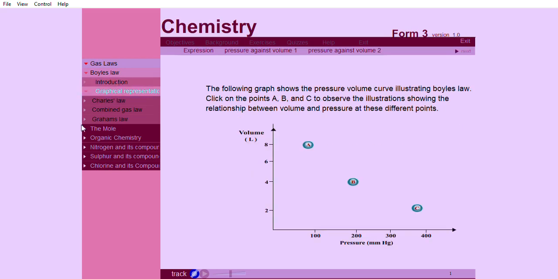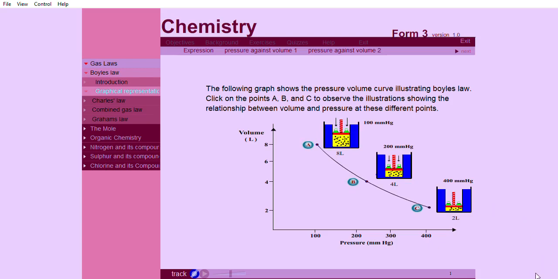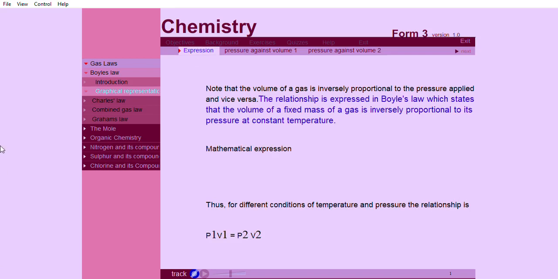The following graph shows the pressure-volume curve illustrating Boyle's law. Click on the points A, B, and C to observe the illustrations showing the relationship between volume and pressure at these different points. Note that the volume of a gas is inversely proportional to the pressure applied and vice versa. The relationship is expressed in Boyle's law, which states that the volume of a fixed mass of a gas is inversely proportional to its pressure at constant temperature.